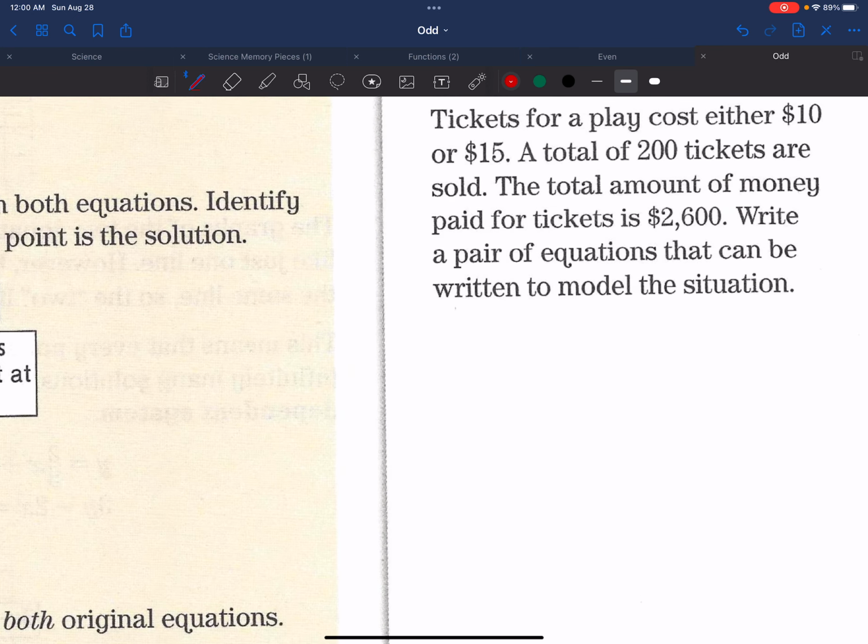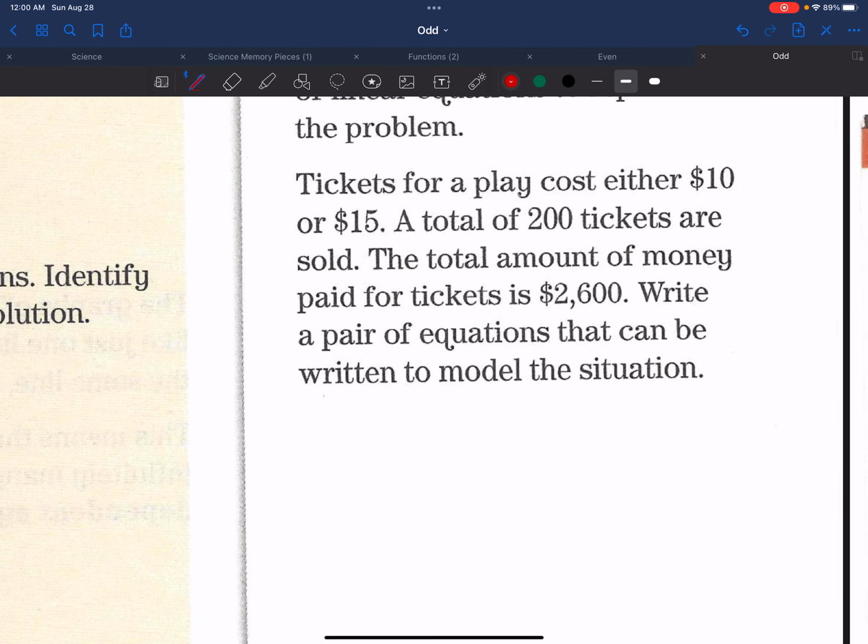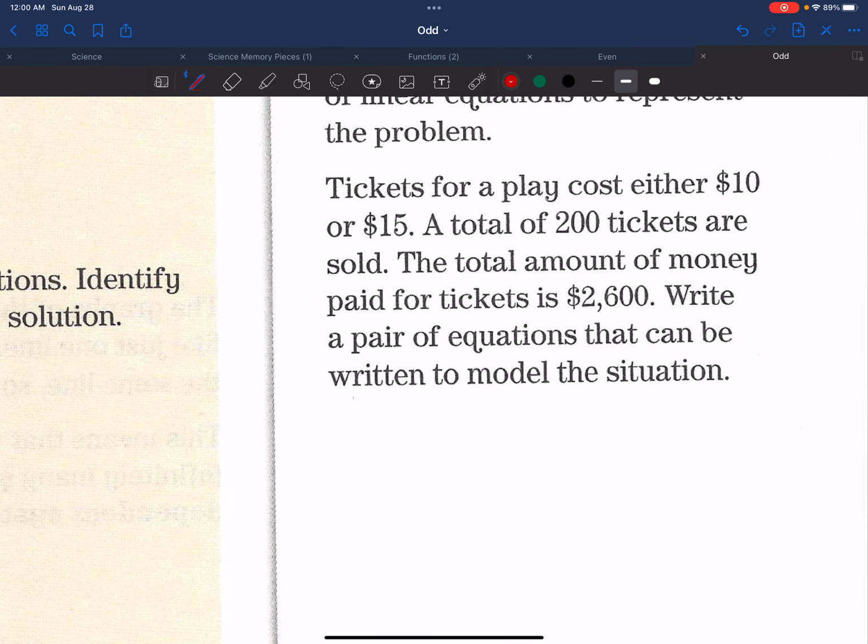Tickets for a play cost either $10 or $15. A total of 200 tickets are sold. The total amount of money paid for tickets is $2,600. Write a pair of equations that can be written to model the situation.